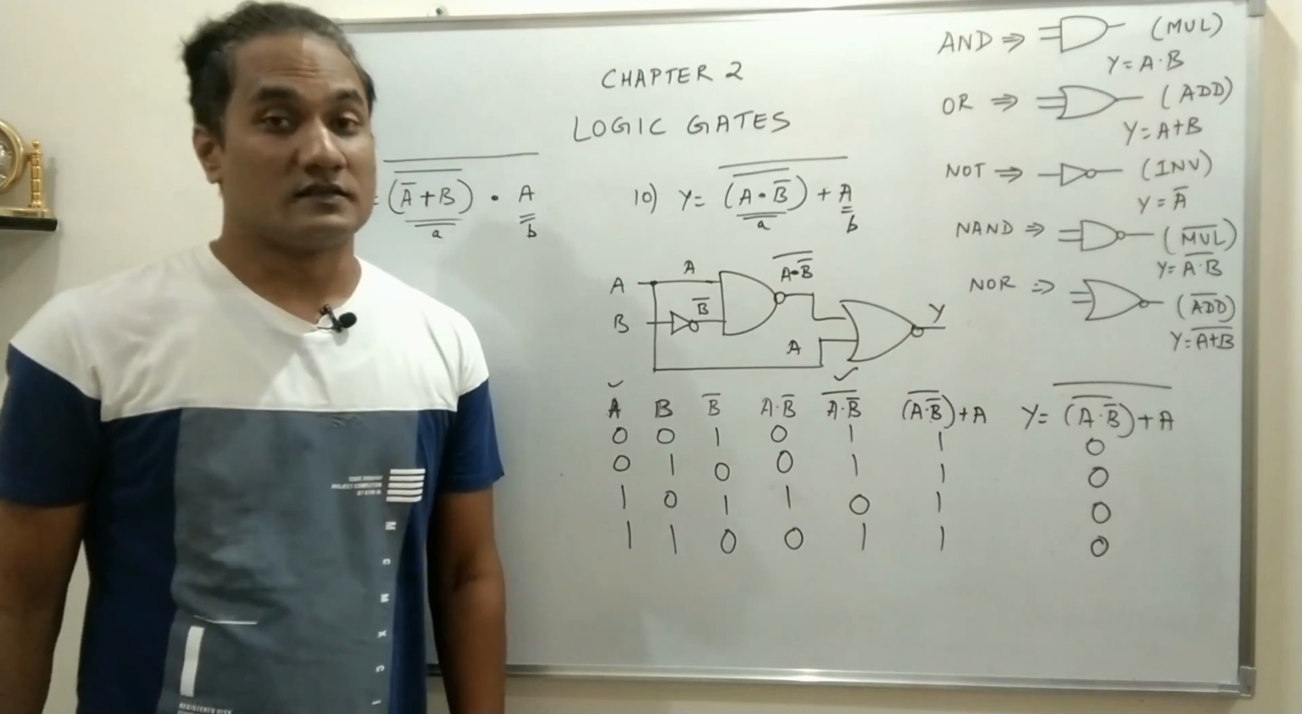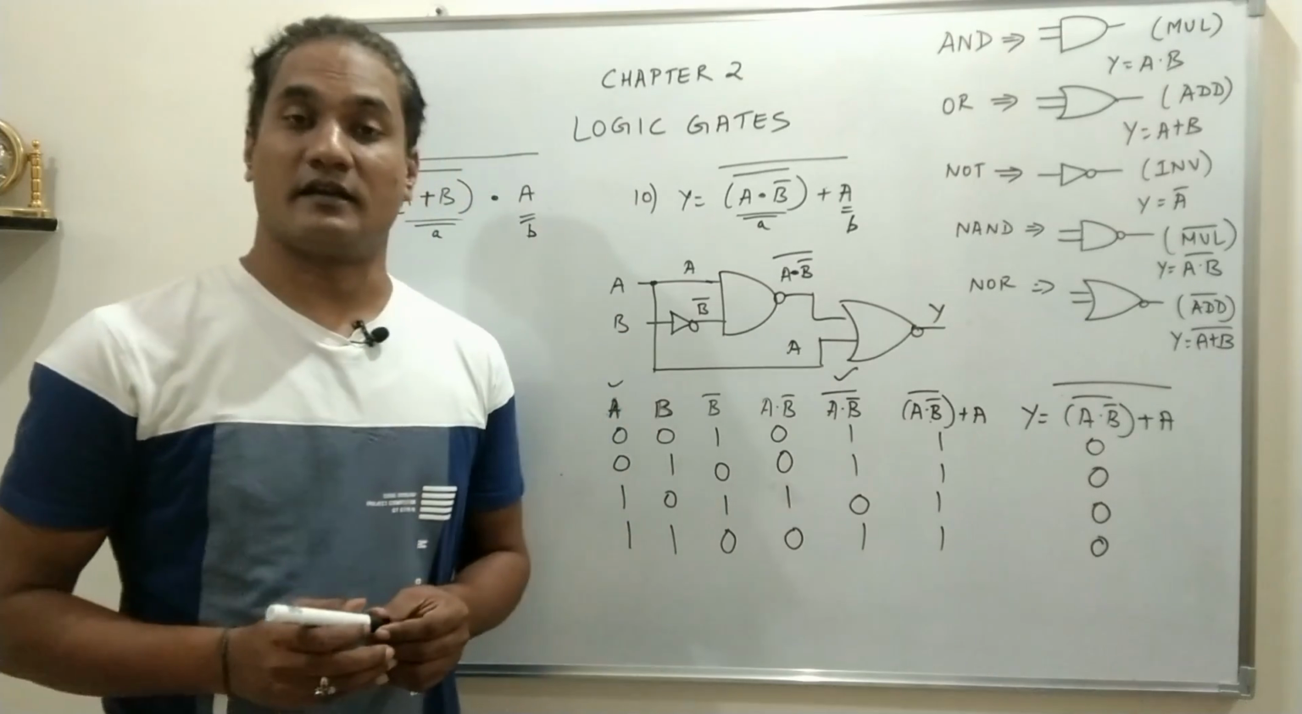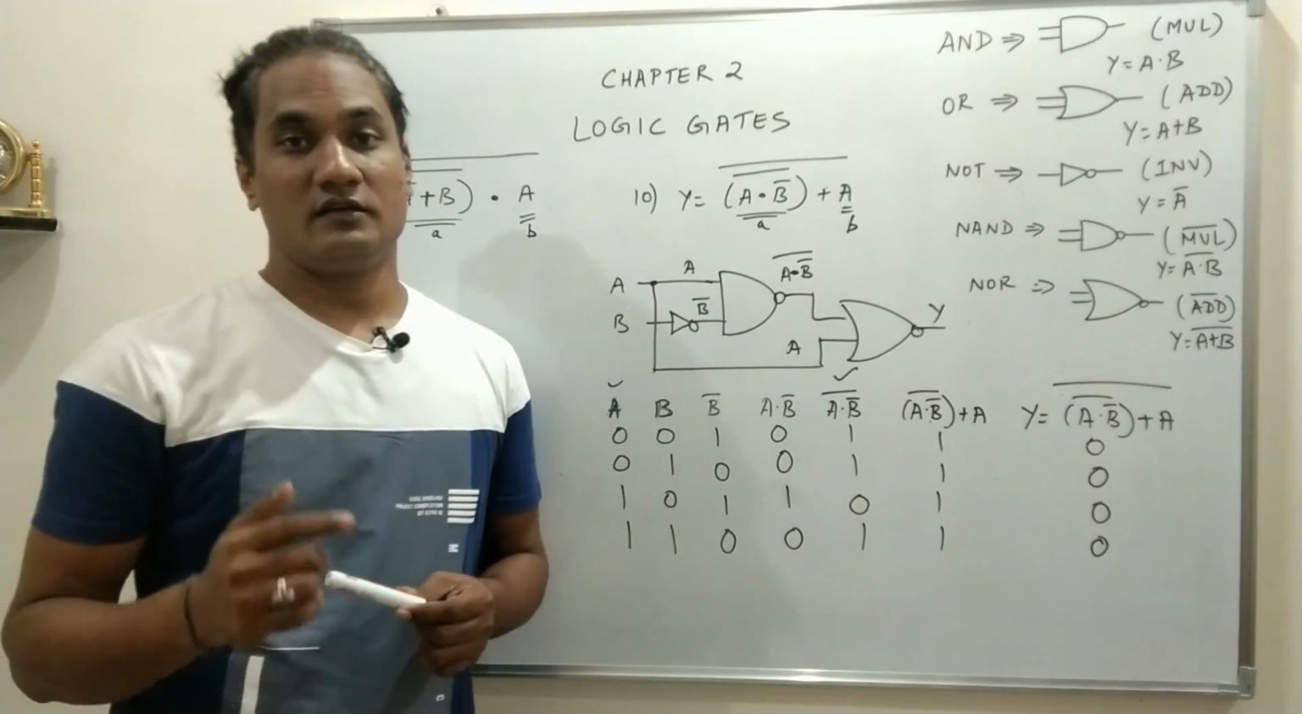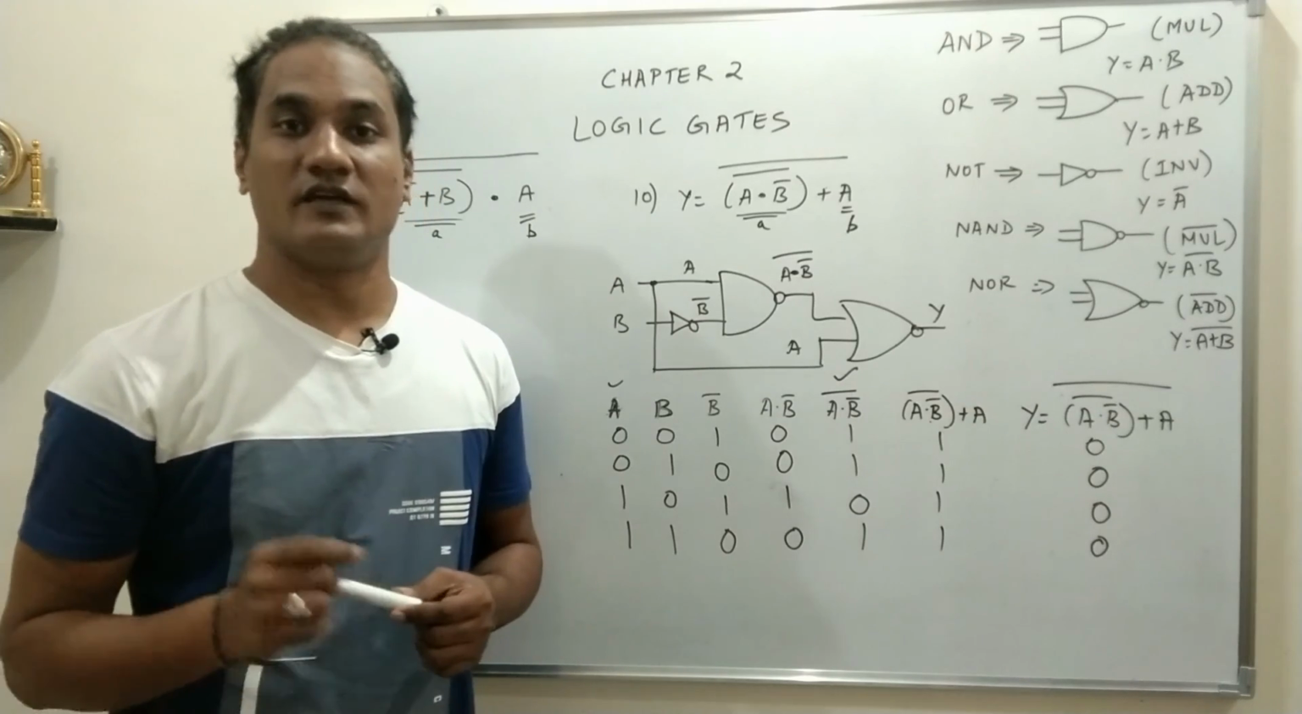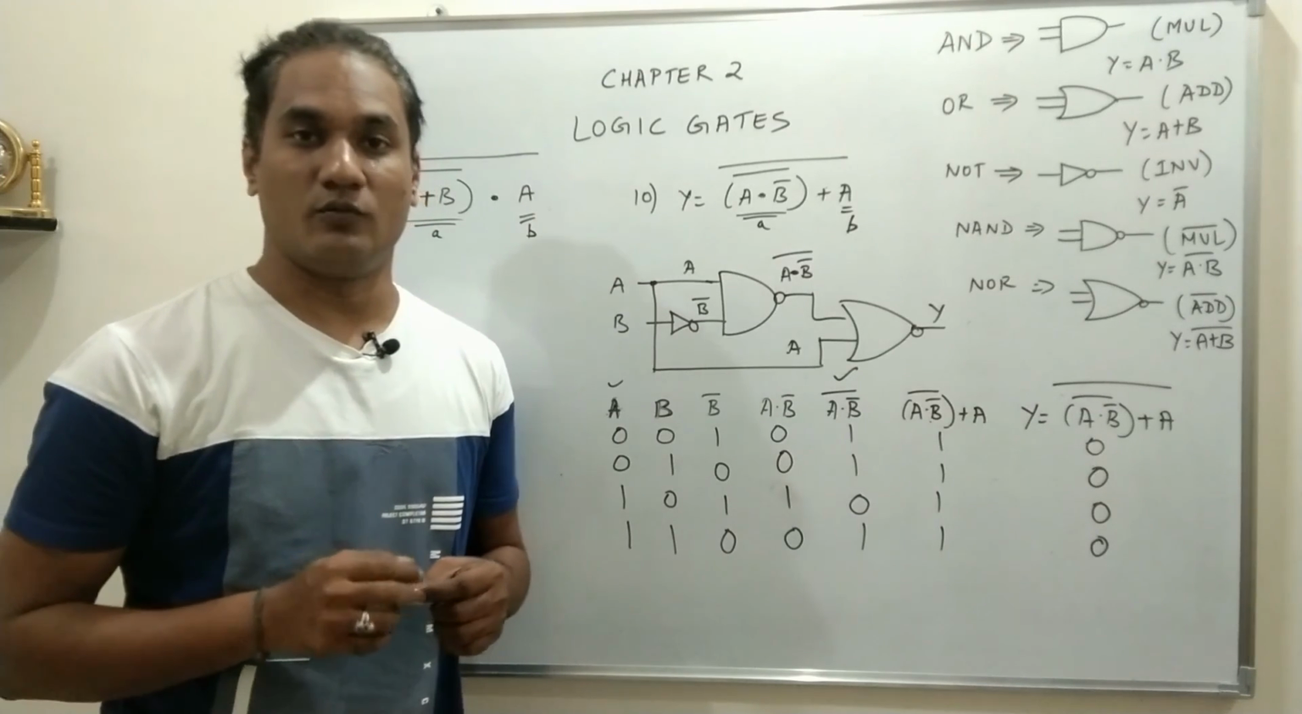So this is how we have to design the logic circuit and write the truth table using logic gates. This is very important. I hope you have understood.